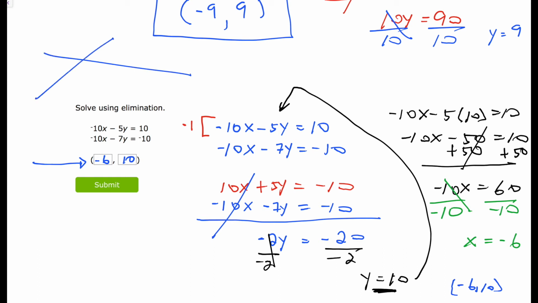This is a line that graphs like this. This is negative 6, 10. So what is the point of negative 6, 10? Well, they intersect no matter what, but that's where they intersect. So negative 6, 10 is the coordinate of where those two lines intersect. So if you were to graph them on graph paper with a ruler, you'd find that same point of intersection. So what's the benefit of doing elimination versus graphing? Exactly. Graphing is harder and easier to mess up on.